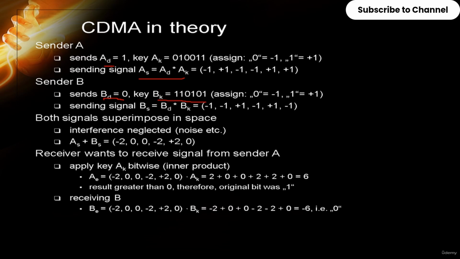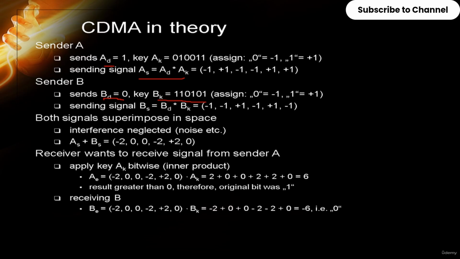Now both the signals superimpose in phase. Interference may be neglected with the noises. And now when we are adding AS plus BS, we got this value. So -1 plus -1 is -2, and +1 plus -1 is 0, like that. The values are getting added.